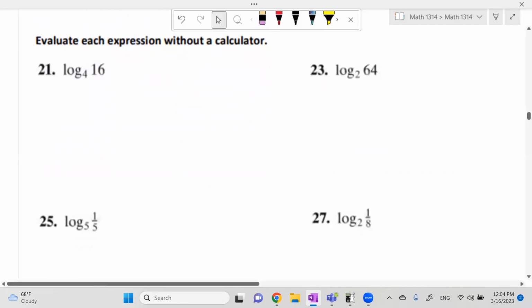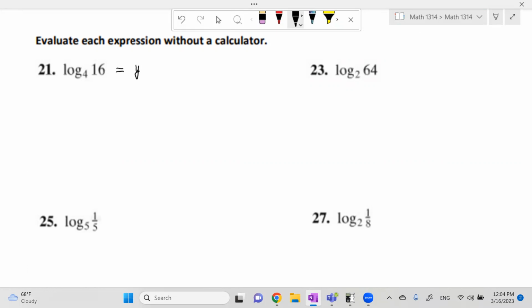Next one, evaluate each expression without a calculator. They are all logarithm expressions. We can assume that they are equal to a variable. You can use x, you can use y. I use y, so convert it to the exponential form. 4 is the base, the power is y, equals 16. Then convert 16 to base 4. Yes, 16 equals 4 squared. So 4 to the y's power equals 4 squared. y equals 2.